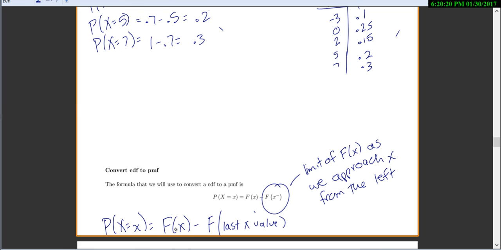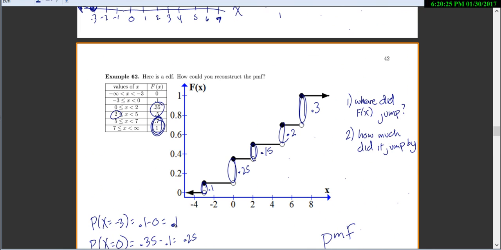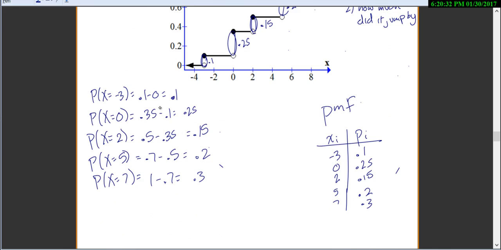So if I wanted the probability that x equals 5, I'd come back up to my chart and say, okay, what is it at 5? At 5, I'm at 0.7 minus the last one, that's 0.2. That's easier for me.